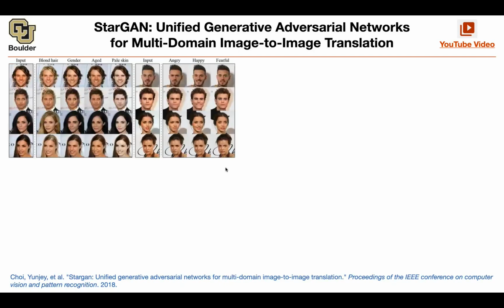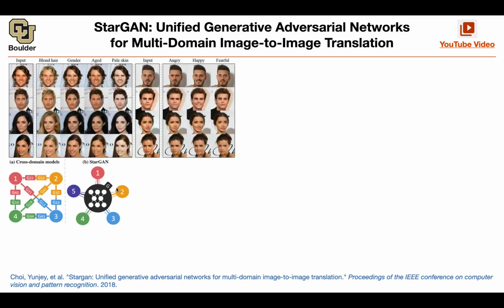StarGAN is trying to do the translation from one domain to another domain, but then you're increasing the number of domains that you have. Before, it was from one domain to another domain. Here you have multiple domains. For instance, the domain of blonde hair people, the domain of people with different genders, people having different ages, having pale skin, etc.